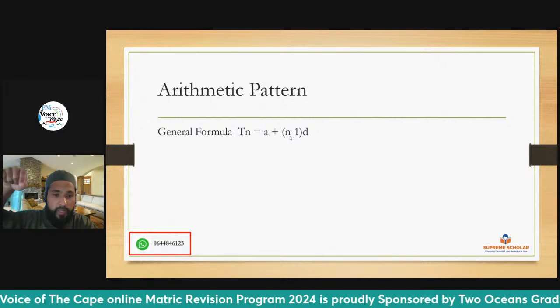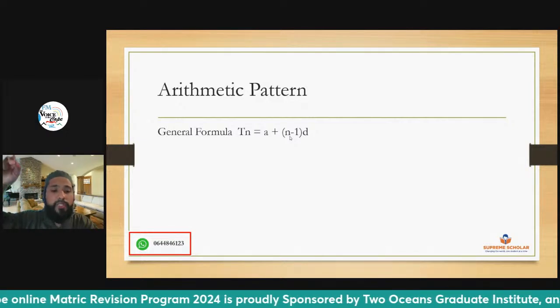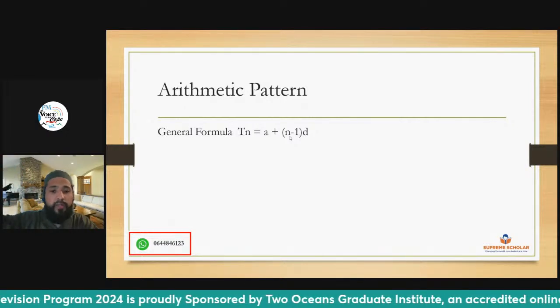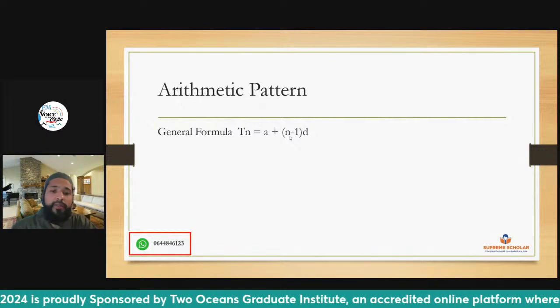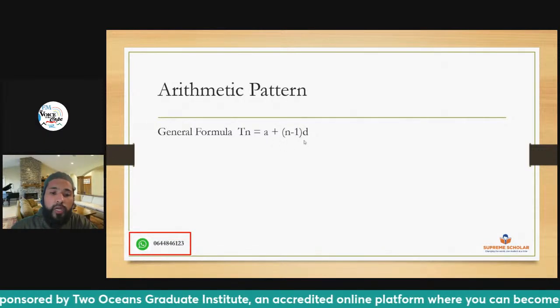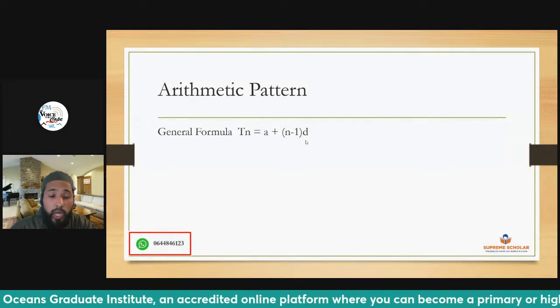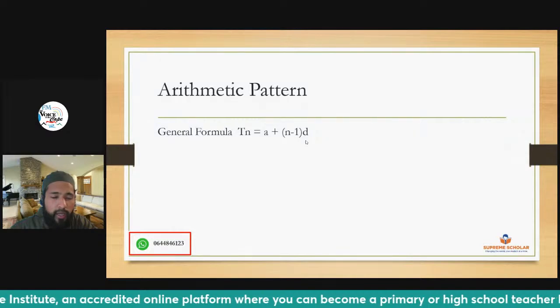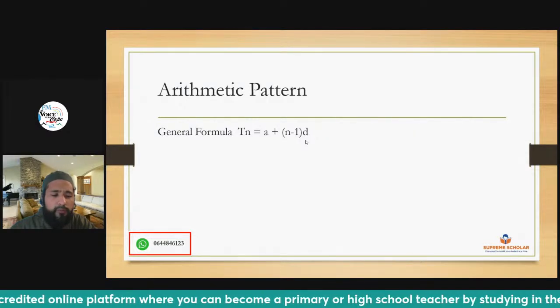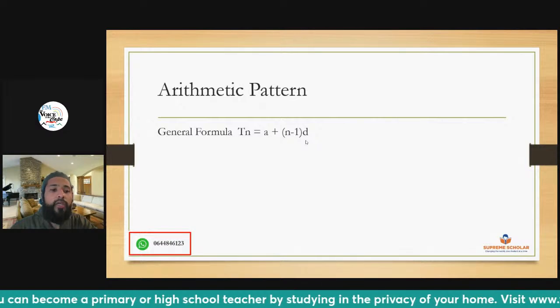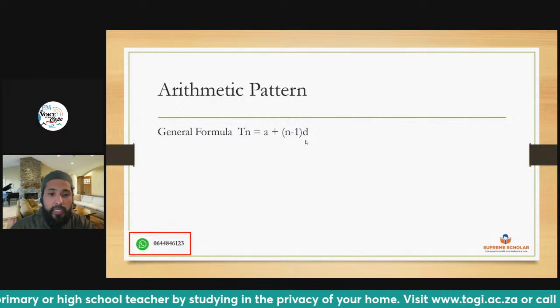So if I'm busy with term number 1, then n will be 1. If I'm busy with term number 2, then n will be 2. If I'm busy with term number 10, then n will be 10, etc. You need to know this formula. If I remember correctly, this formula is not given to you in the exam. There are certain formulas that are not given to you. I'm not sure if this one is given to you in the formula sheet. It would help you to know and remember this formula.